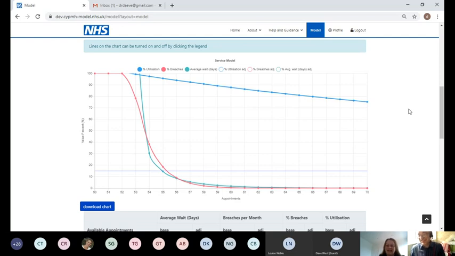Does the model enable consideration of higher levels of need and risk in which some children and young people are a higher priority for prompt assessment? You could do that, yeah. So you could say, we're expecting 800 children and young people to come through our pathway next year.